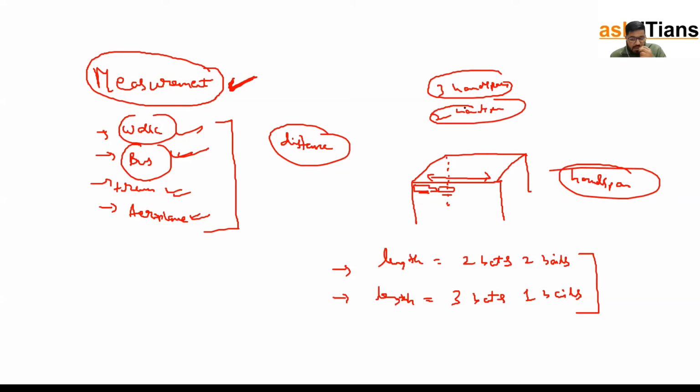So basically, if I go about measurement, there are 2 things involved in measurement. One is this 3. So 3 is the number which is showing the magnitude, and hand span is something known as unit, which you are using to measure the length or width of anything. In this case also, this 2 is the number and bat is the unit which you are using.